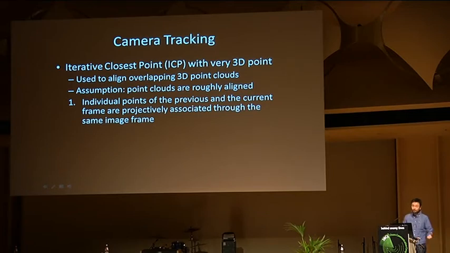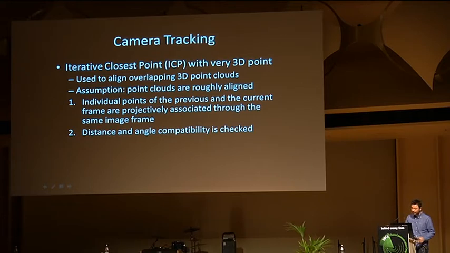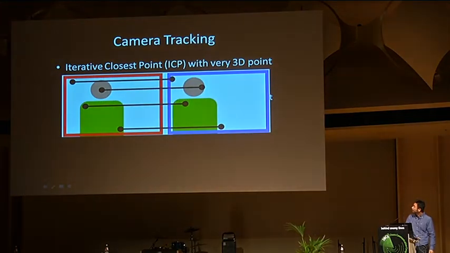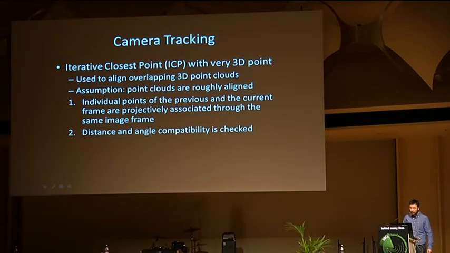So once we have projectively associated the 2 point clouds together, we then check if the point pair is actually usable. So if the points lie too far apart, for example, the point at the bottom right, which associates a point on the t-shirt with a point in the background. For such cases, we check if the distance and the angles are compatible with each other. If they're too far away, then we just throw it away and mark it as an outlier, because it would degrade the tracking too much.